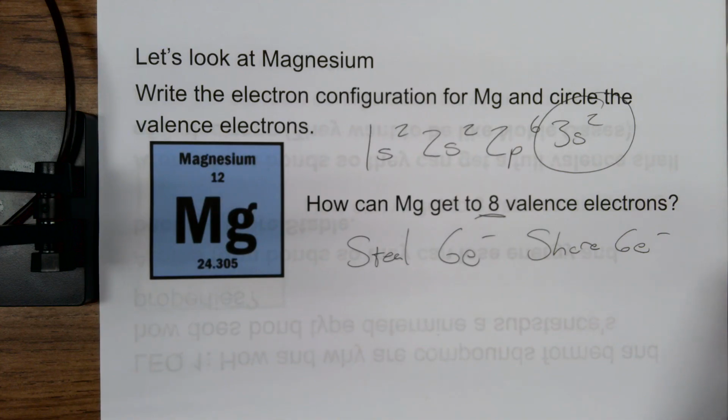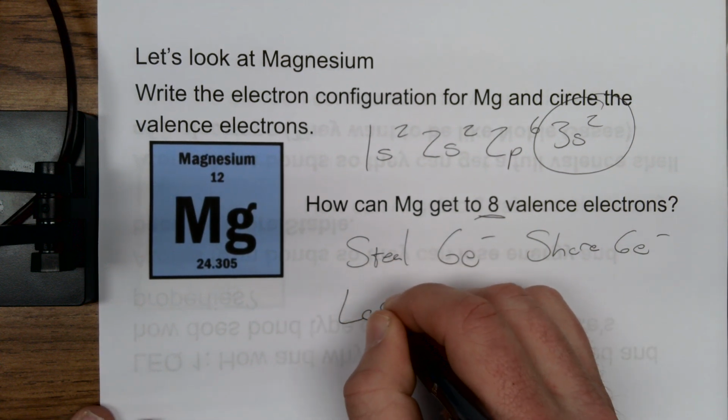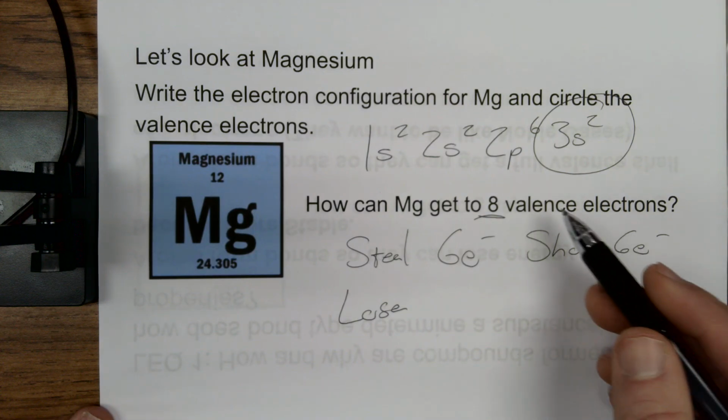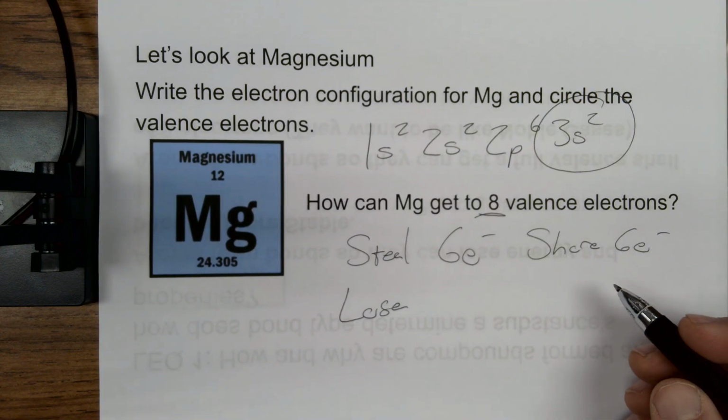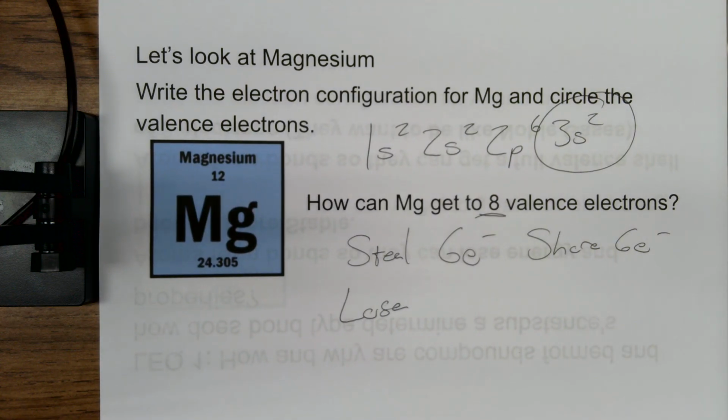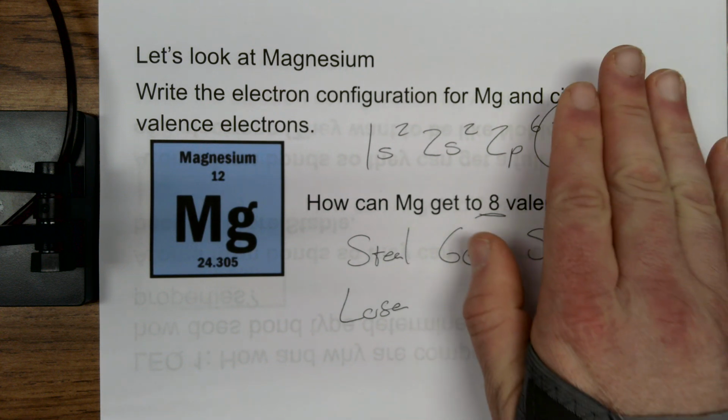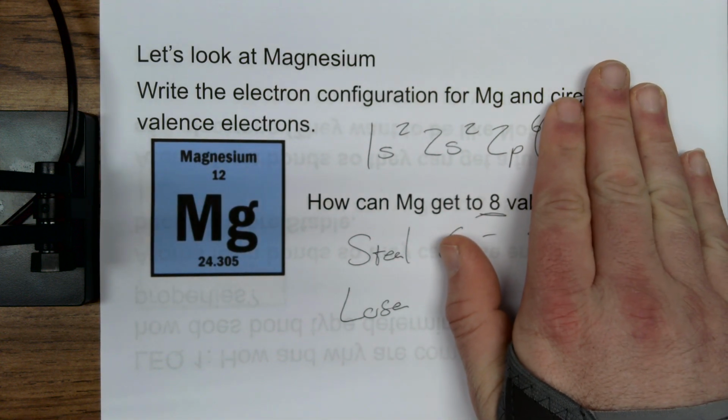What if I lost electrons? How many electrons do you think magnesium would have to lose to get to an outer layer of 8 valence electrons? If I'm looking for 8 valence electrons, what happens if I get rid of the 3s2 orbital? How many electrons do I have in my outermost shell? If I get rid of my 3s, my outermost shell is which orbital? N equals 2, right? How many electrons are in my N equals 2? 8.